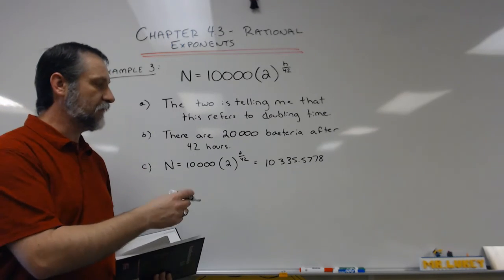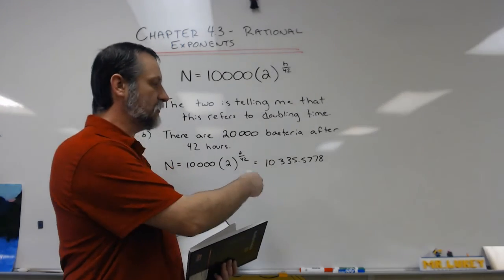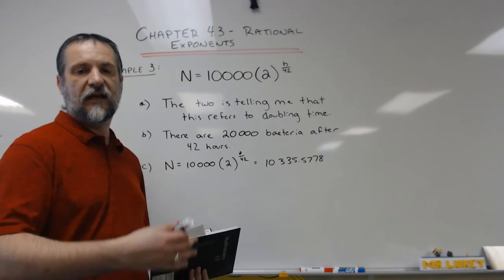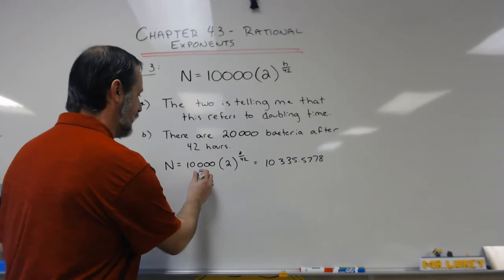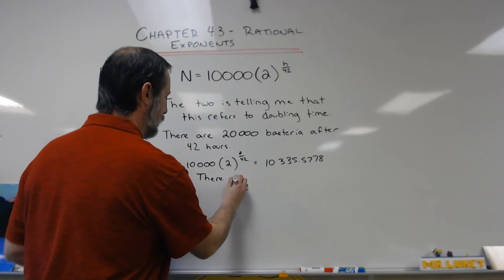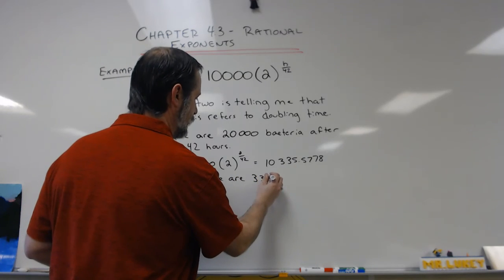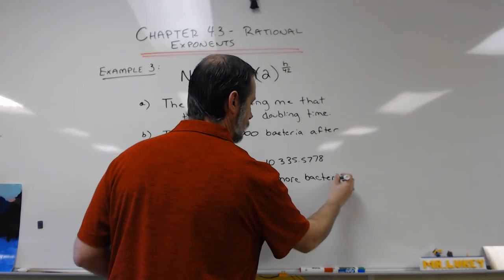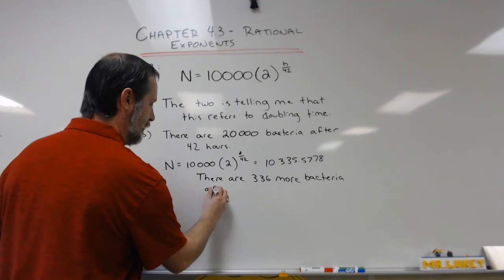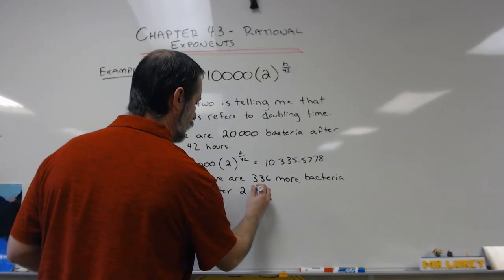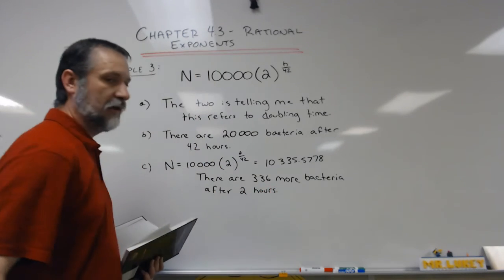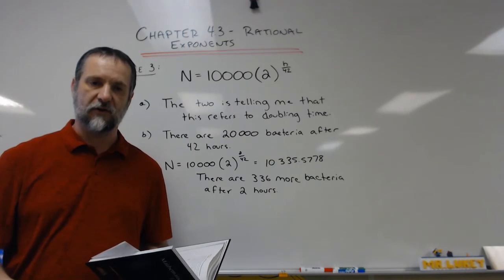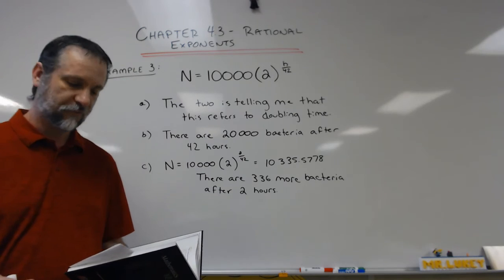So we've got to make sure we round this off to 10,336, but it's asking us how many more bacteria. We started with 10,000, now we have 10,336, so there are 336 more bacteria after 2 hours. And again, if I can take the time on the video to write out the answer, you can take the time on your assignment to write out the answer.